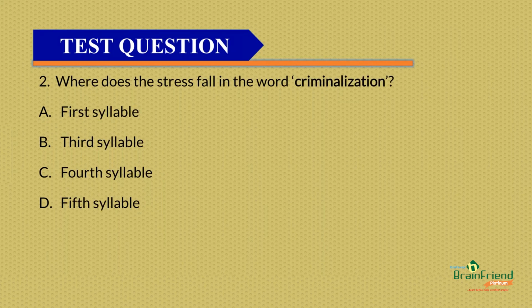Question 2. Where does the stress fall in this word? Criminalization. A. First syllable. B. Third syllable. C. Fourth syllable. Or D. Fifth syllable. The correct answer is D. Fifth syllable. It is pronounced criminalization.